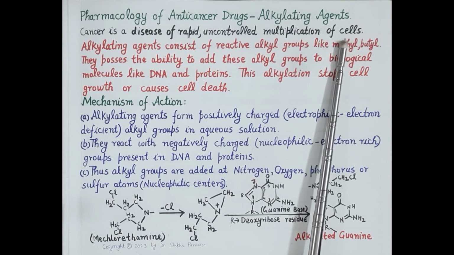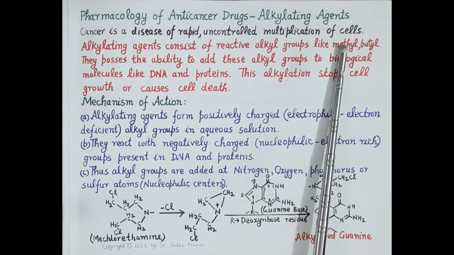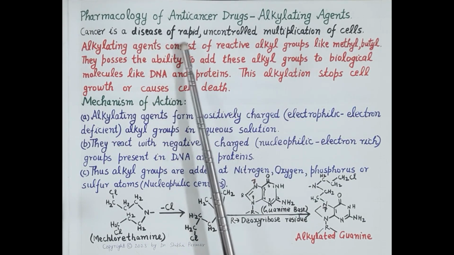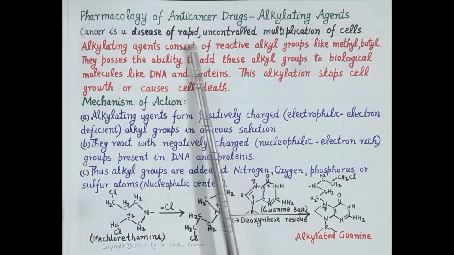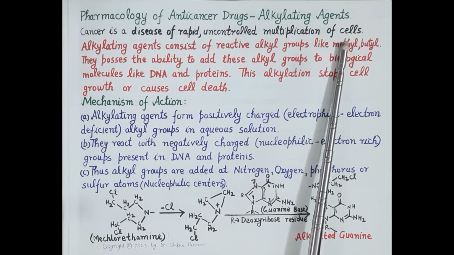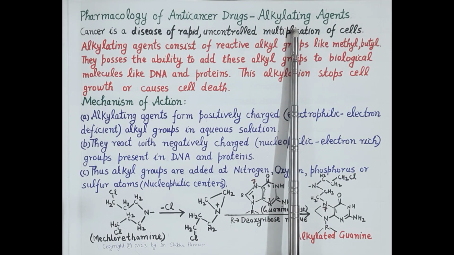Hello students, as we know, cells divide to grow and repair tissues. Now, cell division is a highly controlled process and cancer is a disease of rapid, abnormal, uncontrolled multiplication of cells. So, cancer arises due to excessive, uncontrolled division of cells. Now, in today's video, we are going to study pharmacology of alkylating agents.